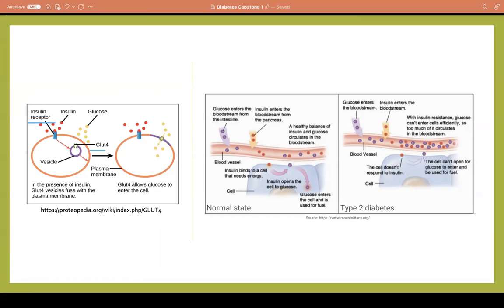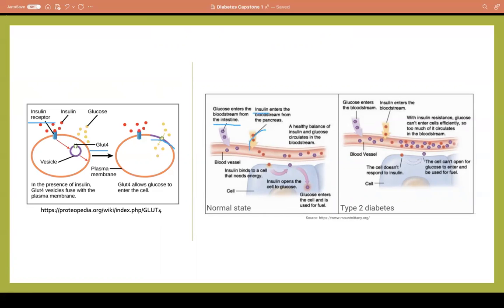As you can see here, GLUT4 moves to the cell membrane, and then it allows for glucose to enter the cell. So glucose transporters move to the cell membrane, and then they are able to transport the glucose into our body cells, such as muscle cells and fat cells. And in the process of type 2 diabetes, glucose enters the bloodstream from the intestine.